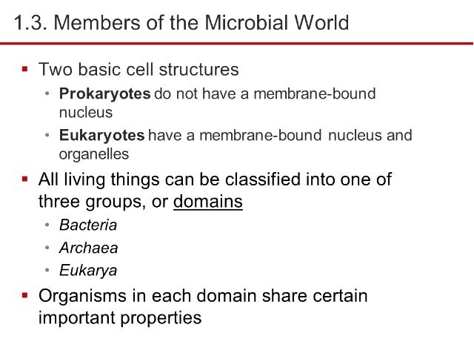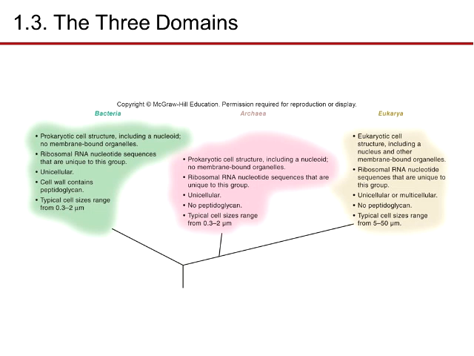All of these things can be classified into one of three groups, like I said: bacteria, archaea, or eukarya. And organisms in each domain share certain important properties, and there are differences in them, obviously. And here you have bacteria, archaea, and eukarya. So prokaryotic cell structure, including the nucleoid, not a nucleus, a nucleoid, which is just where the DNA is kind of in. There are no membrane-bound organelles that separate them from the rest of the cell. Ribosomal RNA nucleotide sequences that are unique to this group. There are special RNA types, if you will. They're unicellular.